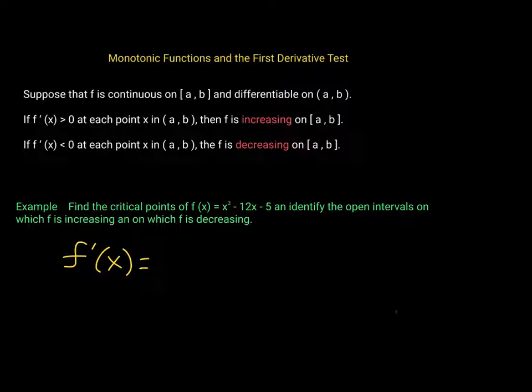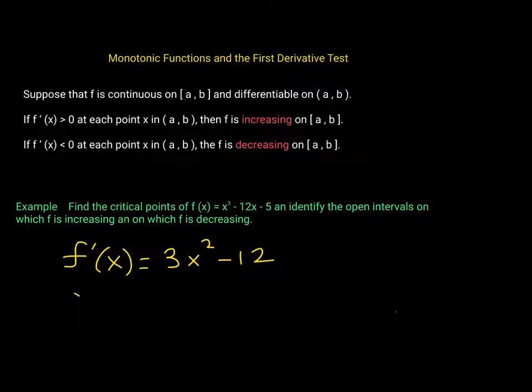Now, f prime of x is equal to 3x squared minus 12. One thing that we want to remember is that they gave us a polynomial function, and a polynomial function is continuous on its entire domain, and it is differentiable as well. F prime will always exist. It'll never be undefined.